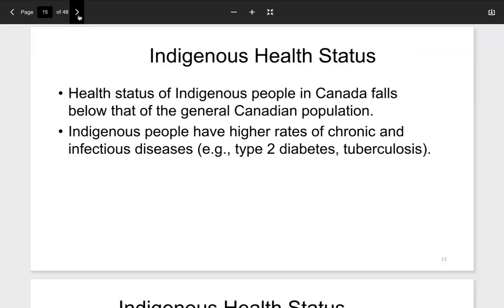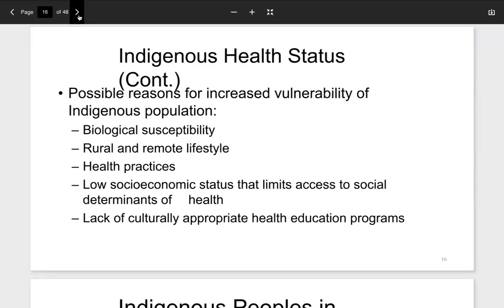So that being said, the health status of Indigenous people in Canada does fall below the general Canadian population. We'll talk about some of these examples, but for example, Indigenous peoples do have a higher rate of chronic and infectious disease. And we'll talk a little bit about why that might be. Some of the general reasons why the Indigenous community might have an increased vulnerability could be because of biological susceptibility for certain medical conditions. It could be because of rural and remote lifestyle choices.